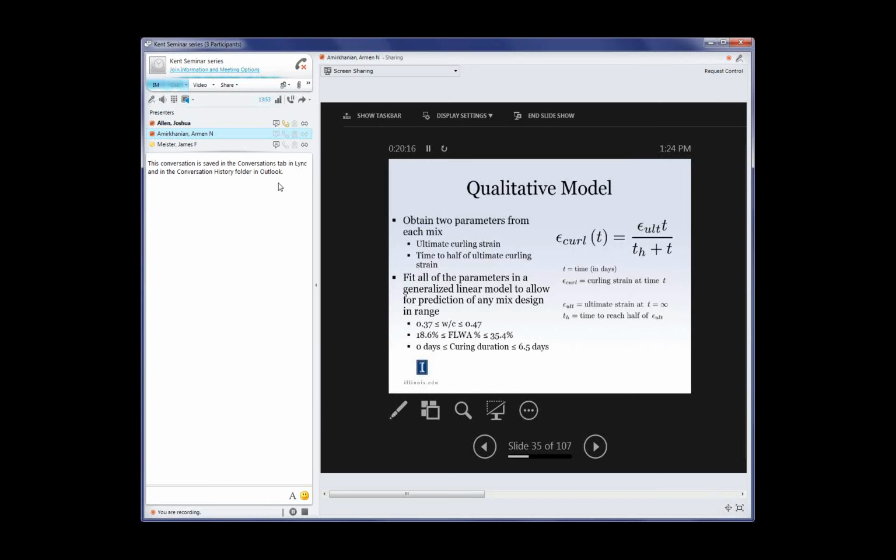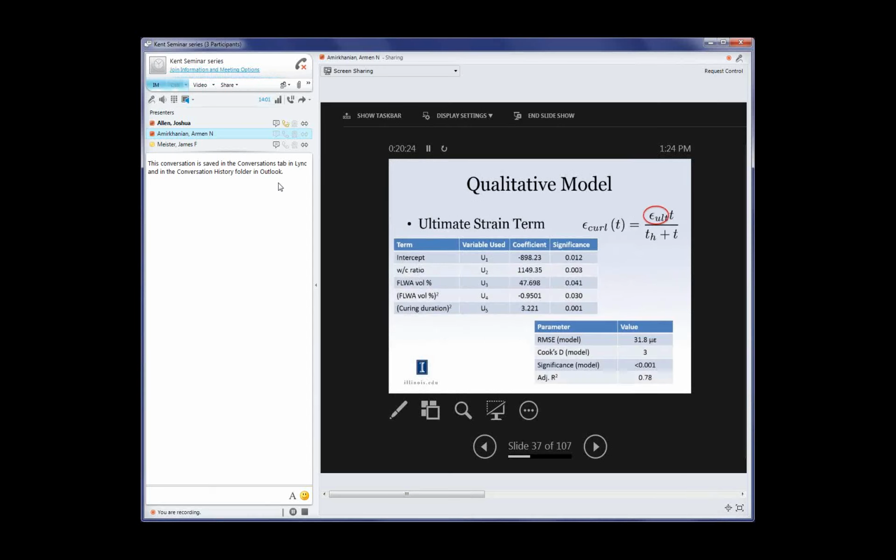So we used a generalized linear model using SAS to calculate all the parameters. And for the ultimate strain curling term, we have 5 parameters that are generated. Those are the coefficients. The significance of the model indicates how well it predicts the trends or the general behavior of the model. That is very good. The lower the number, the better. The adjusted R-squared value indicates how accurately it predicts the ultimate curling value.